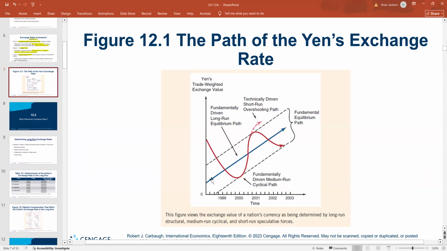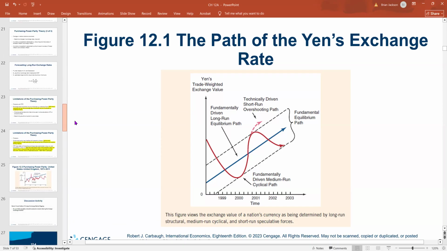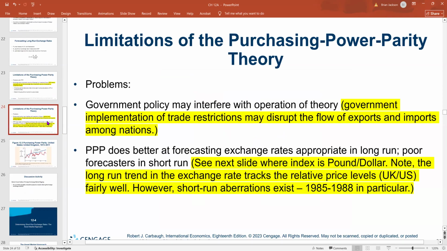And what it said is that there are theories that determine the direction of the blue arrow. That's a long run path in exchange rates. And purchasing power parity does a pretty good job in explaining this blue arrow. But then there are aberrations around that, in particular, this thing right here. But the cyclical natures as well. But these things are more explained by other theories than by purchasing power parity. Okay, that's what they're saying here in 24.